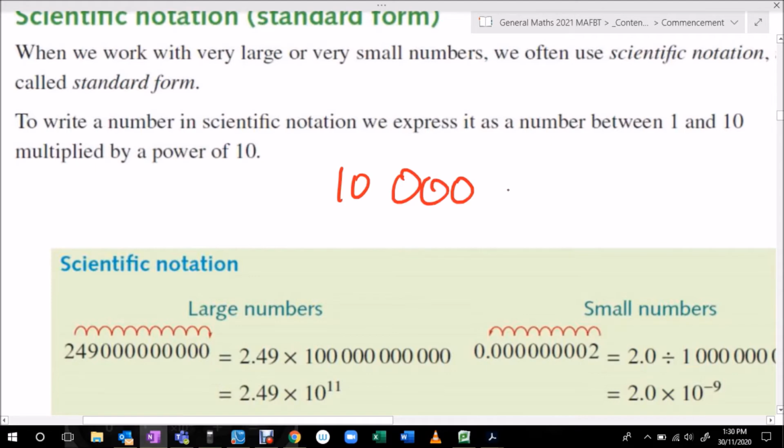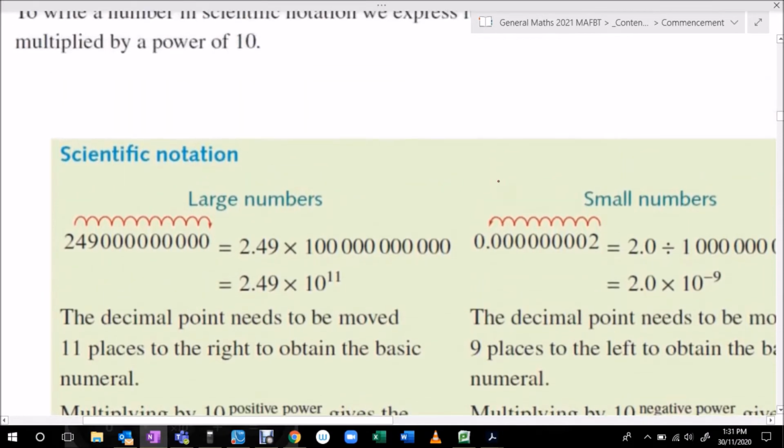Good, 9. Okay, that took too long for me to do. As a mathematician, you want a short way of doing that. So this is where scientific notation comes in.